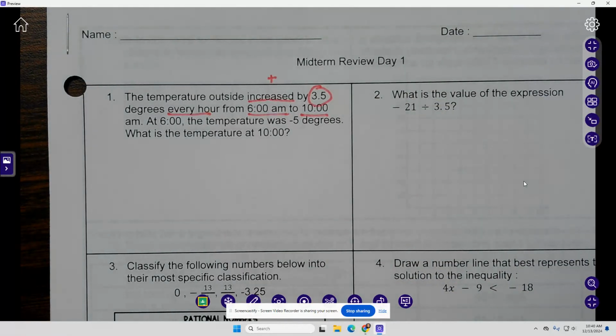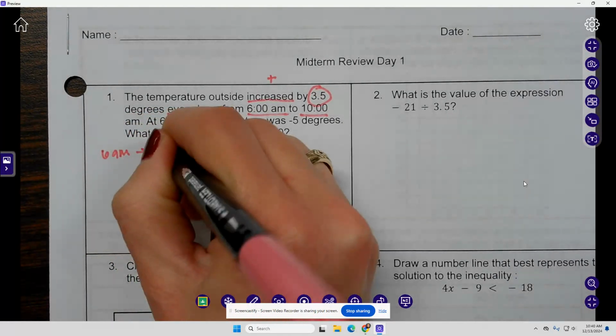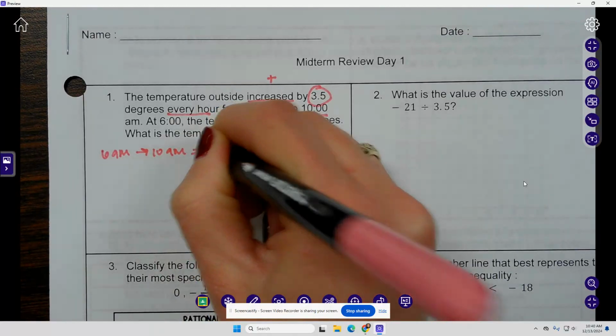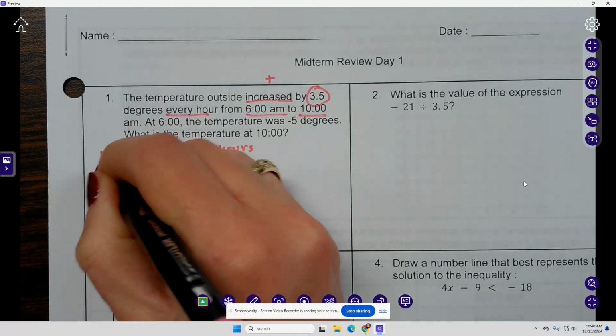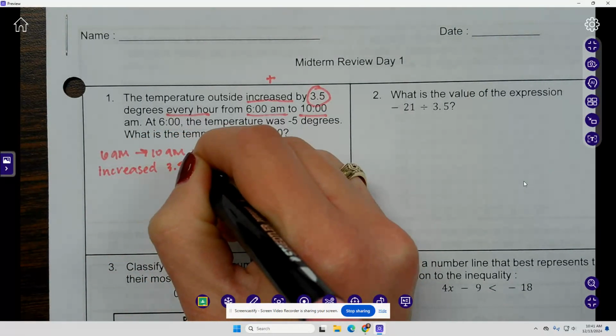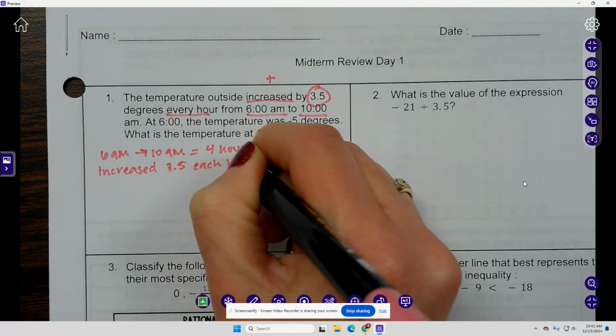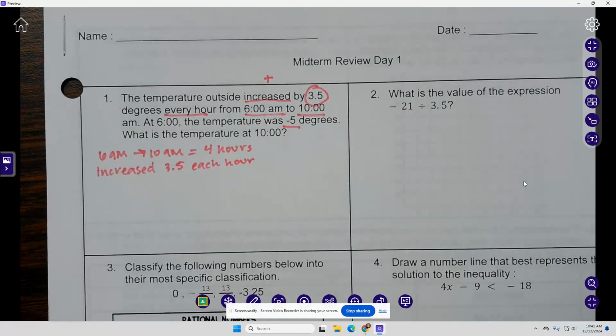So the things that we know: from 6 a.m. to 10 a.m. equals 4 hours. And we know that it increased 3.5 each hour. We also know that at 6 a.m. the temperature was at -5 degrees. So the first thing that I need to do is figure out how much the temperature increased between 6 a.m. and 10 a.m.